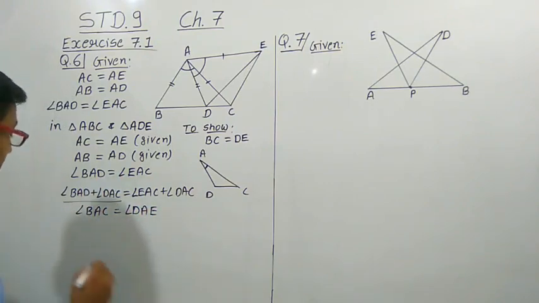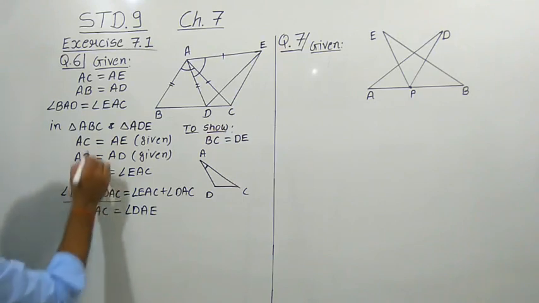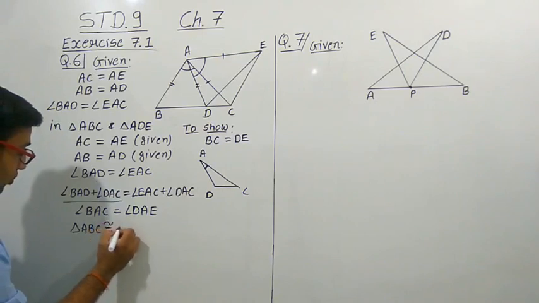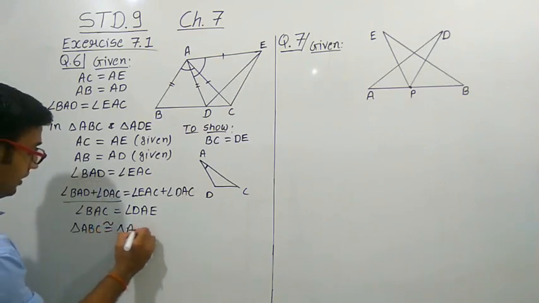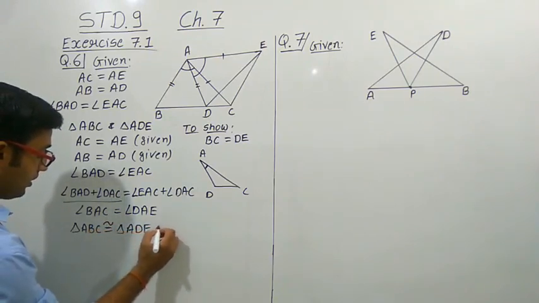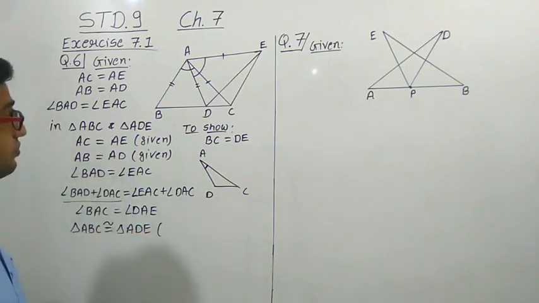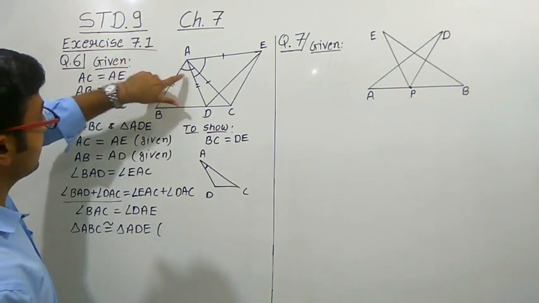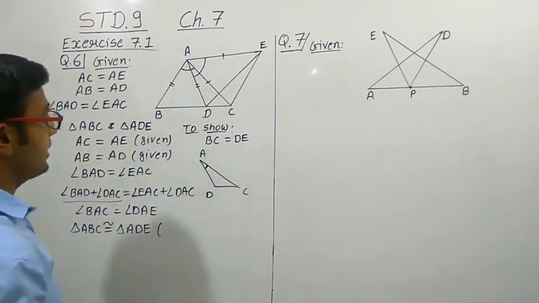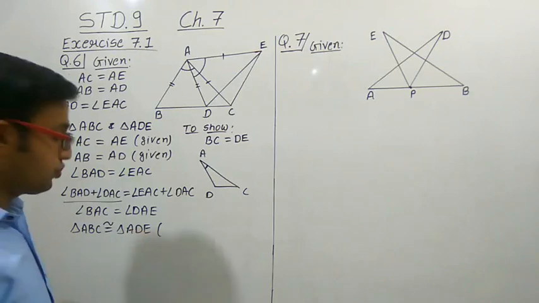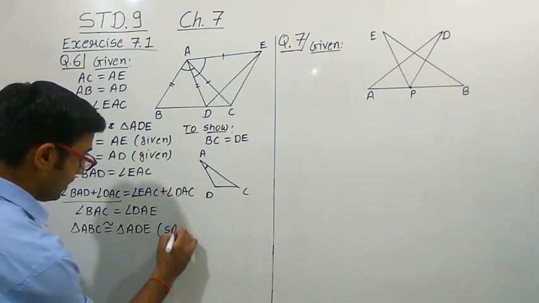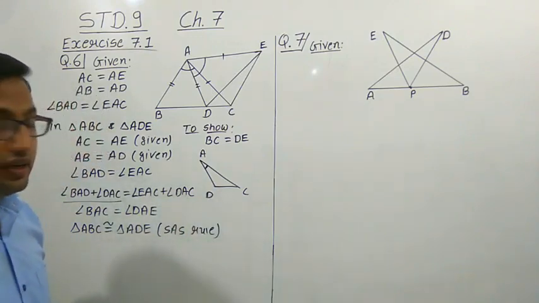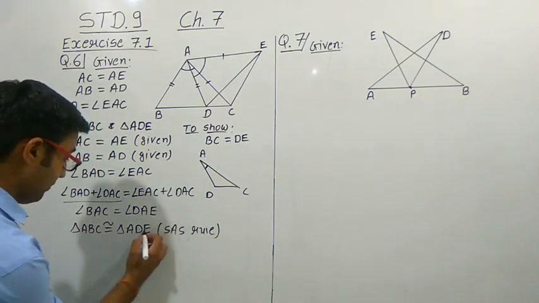So now we can write down that the two triangles that we have considered, triangle ABC, will be congruent to triangle ADE. Now see which criterion is applied here. One of the sides is AB, this angle BAD, and the second side is AC. That means the angle is included between two sides. So this criterion is the side angle side criterion, or side angle side rule. So these two triangles become congruent.